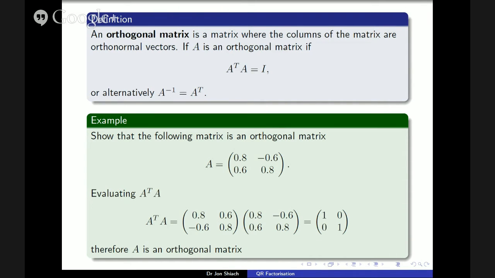QR factors into Q and R, well, actually, matrix Q is an orthogonal matrix. So the definition of an orthogonal matrix is where each column of your matrix is what we call an orthonormal vector. Orthonormal vectors are vectors which are normalized, so magnitude of 1, and they're orthogonal to each other.